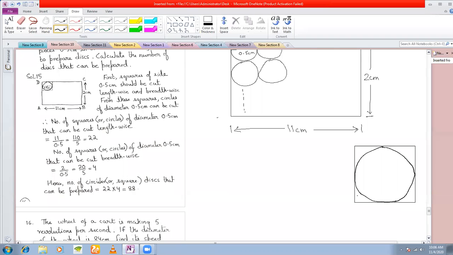Who asked the question? Vishnu, I think, asked this question. And I think I said that a circle of greatest area that can be cut out from a rectangular piece is only possible if this rectangular piece is a square. Okay, so that means this is the diameter, 0.5 centimeters. That means the side of this square must be 0.5 centimeters.